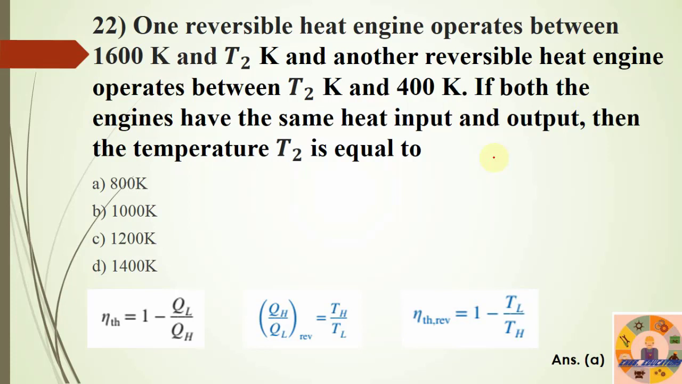Next one is a numerical question. It has given one reversible heat engine operates between 1600 Kelvin and T2 Kelvin, and another reversible heat engine operates between T2 Kelvin and 400 Kelvin. So if both the engines have the same heat input and output, then the temperature T2 is equal to. The diagram of these processes will be like this.